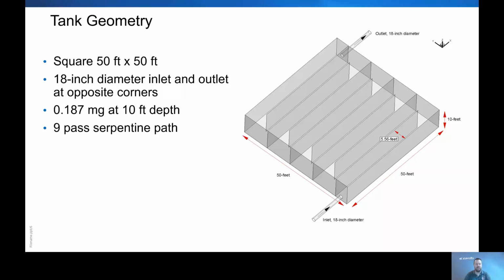So our tank geometry is square, 50 feet by 50 feet. There's an 18-inch diameter inlet and outlet pipe at opposite corners. It has a volume of 0.187 million gallons at the 10-foot operating depth. And there's internal baffling, creating a 9-pass serpentine path through the tank.